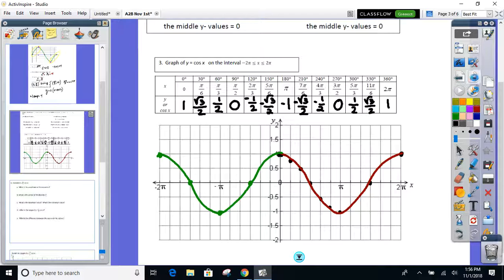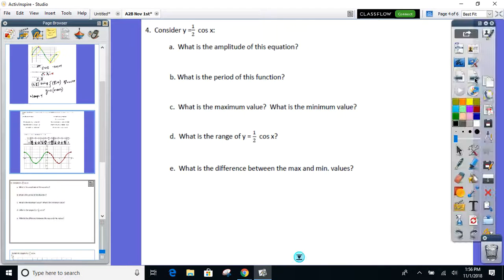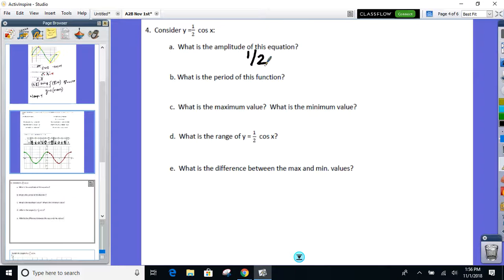All right. Couple questions. I want to do the questions first before I graph. 1/2 cosine x. What's the amplitude? Yeah, it's the number out front. 1/2. It's going to go up and down to 1/2. The period, how long do you think it's going to take? Yep, 2 pi. We'll change it up in a couple days, but stick there now.